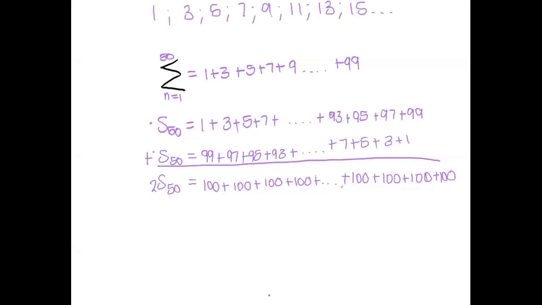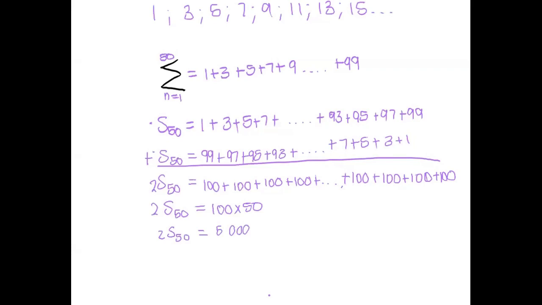Okay, once we've done that, we obviously are going to have 50 hundreds because we are calculating the total of 50 terms. So it's going to be 100 times 50. So then you're going to have what? 5,000. 2 S50 is equal to 5,000, right?